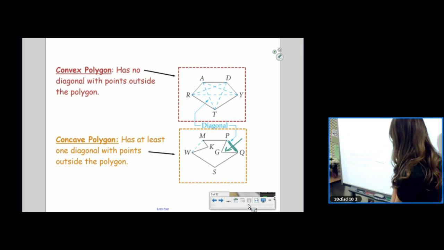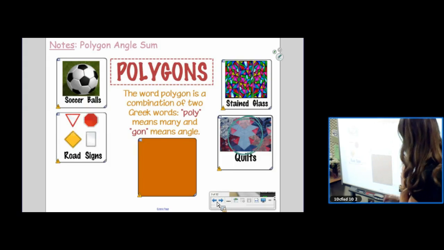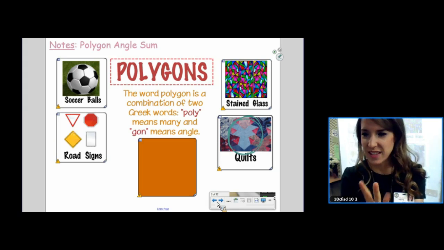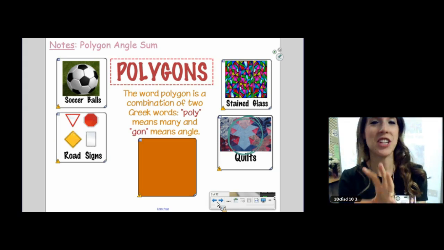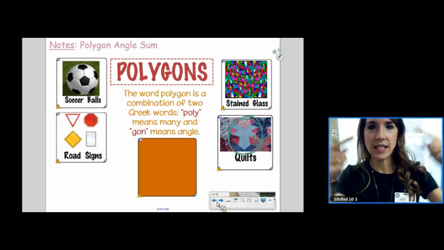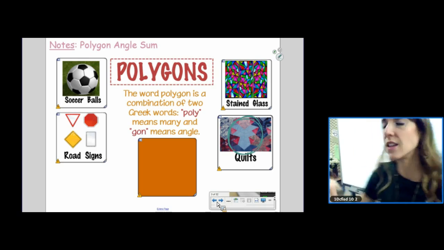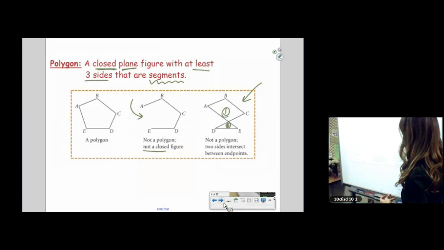I want to go back real quick. This one right here, you see this shape on the quilt? That shape, that tealish, bluish, aqua shape, is a very concave polygon. A lot of the sides have caved in. It just looks like someone kind of pushed them in and they're jutting into the figure. Okay.